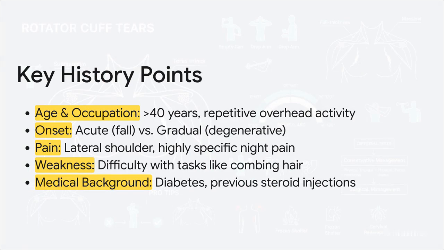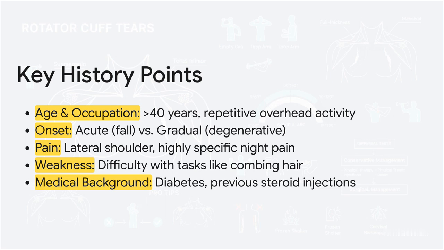You know, the diagnosis often starts to reveal itself before you've even laid a hand on the patient. You must listen. An age over 40, an occupation with overhead activity, these point towards a degenerative tear. Ask about the onset. Was it sudden, after a fall, or has it been creeping up gradually? The character of the pain gives us huge clues. Ask about pain on the side of the shoulder. And specifically, ask about night pain. It's a very suggestive feature.